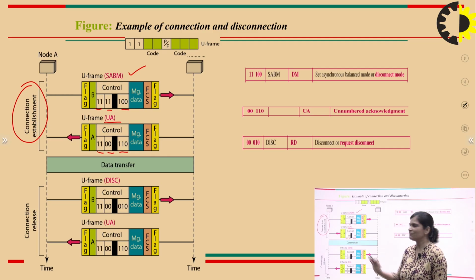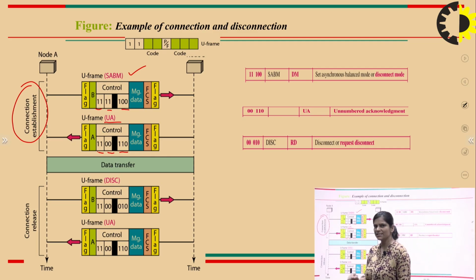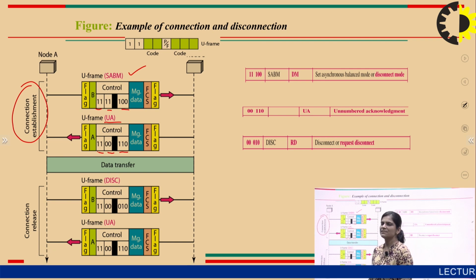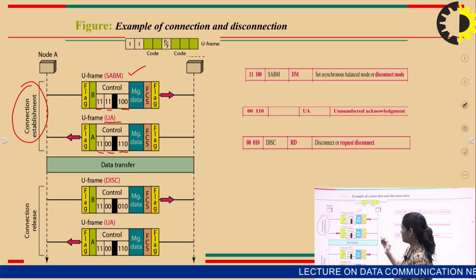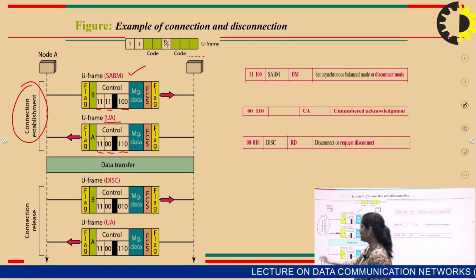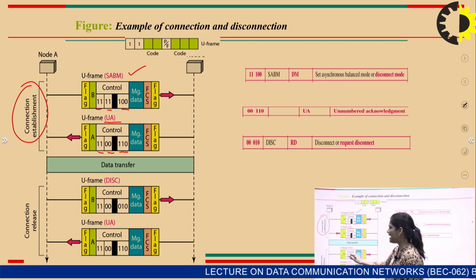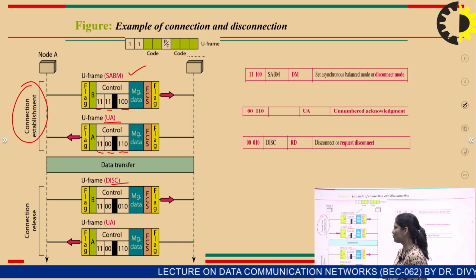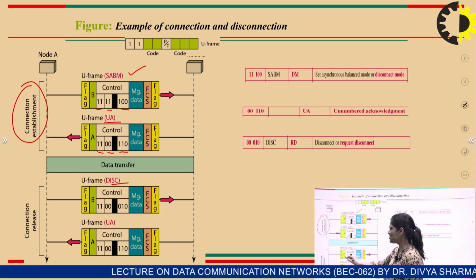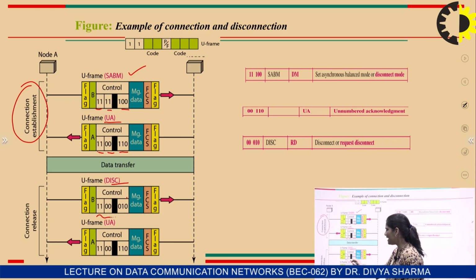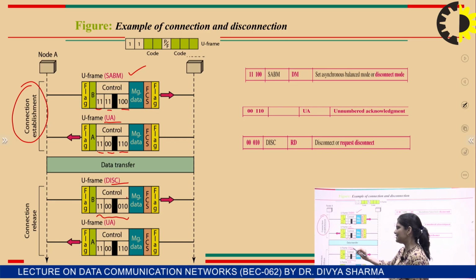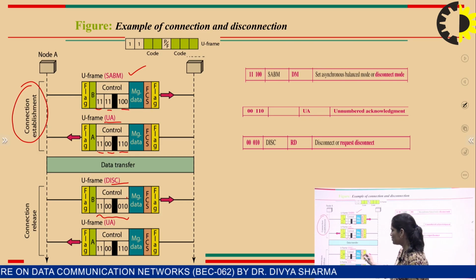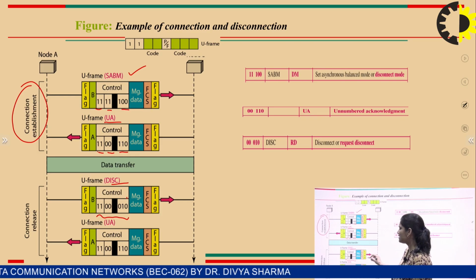Now first we have to establish the connection, then we have to send data from node A to node B. After transferring data from sender to receiver, we have to disconnect the connection. So we have to send a connection release request, meaning we use this U frame disconnect request. So the flag is there, destination address is B, control field. Here we have to use the code of DISC in this U frame format. Management data is there, frame check sequence is there, flag is there.